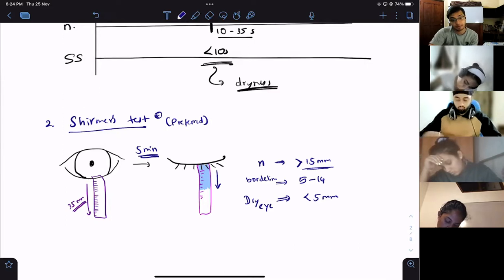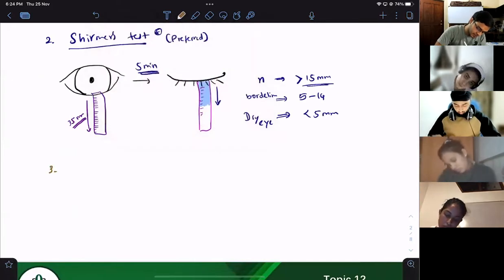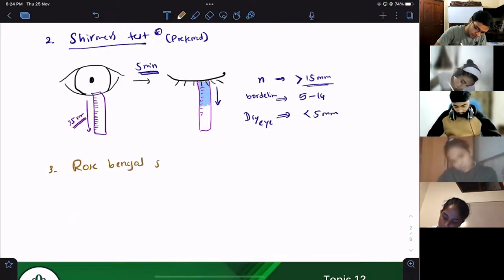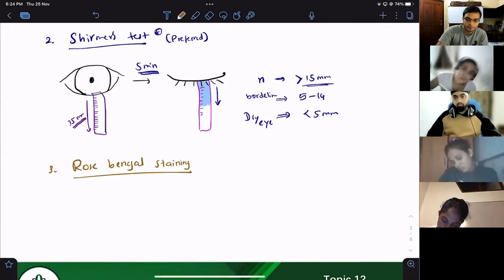So that is the preferred one, guys, Sherman's test. Then we have another test again for the eye, guys, right? This is called rose Bengal staining. Rose Bengal staining. What is this? Right? Rose Bengal staining. This is an agglutination test, guys, right?